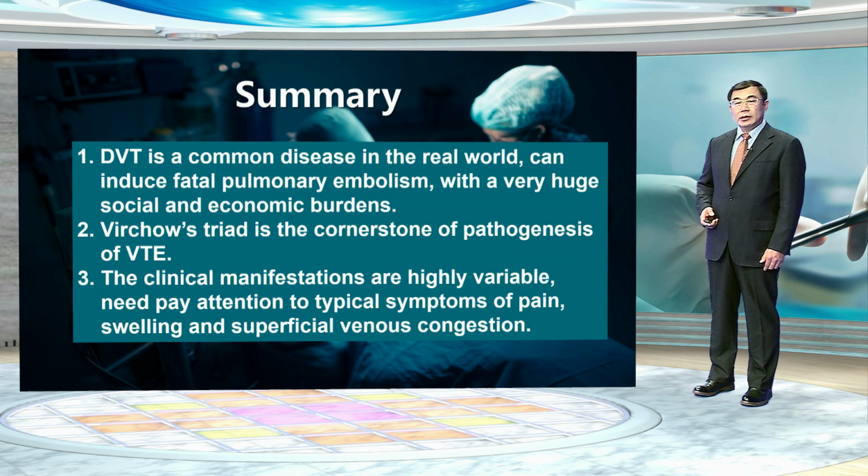Summary of this part: DVT is a common disease in the real world, can induce fatal pulmonary embolism, and has a very huge social and economic burden. Virchow's triad is the cornerstone of pathogenesis of VTE. The clinical manifestations are highly variable, and we need to pay attention to the typical symptoms of pain, swelling, and superficial venous congestion.